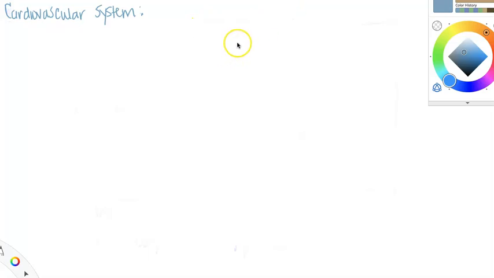Okay, we're starting the cardiovascular system, and we just want to do a little introduction here. All right, so we're going to start with the heart.